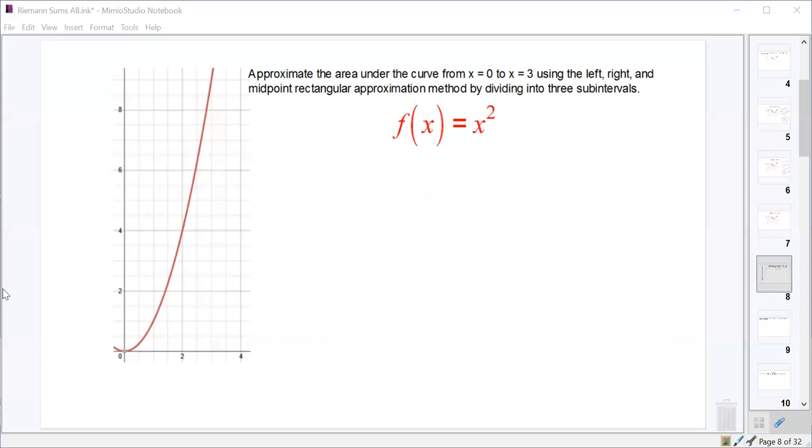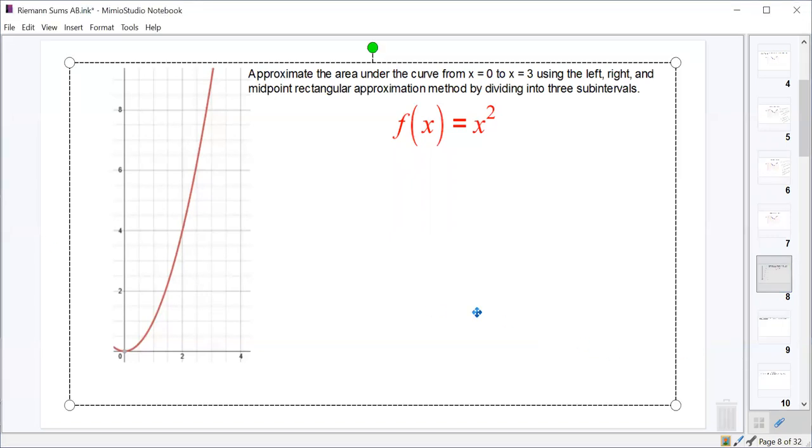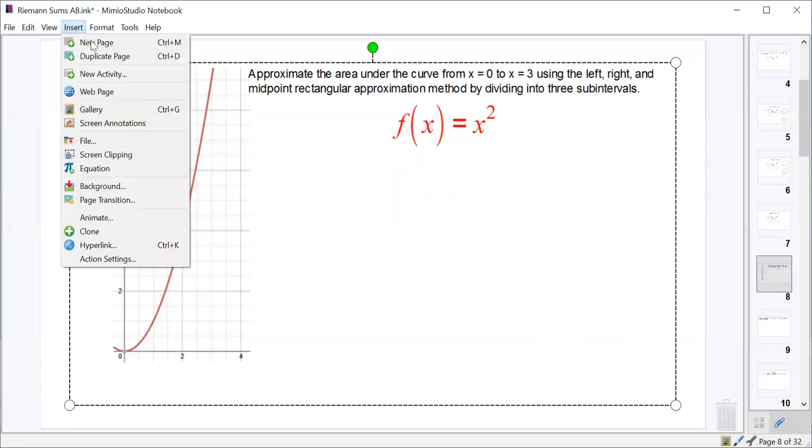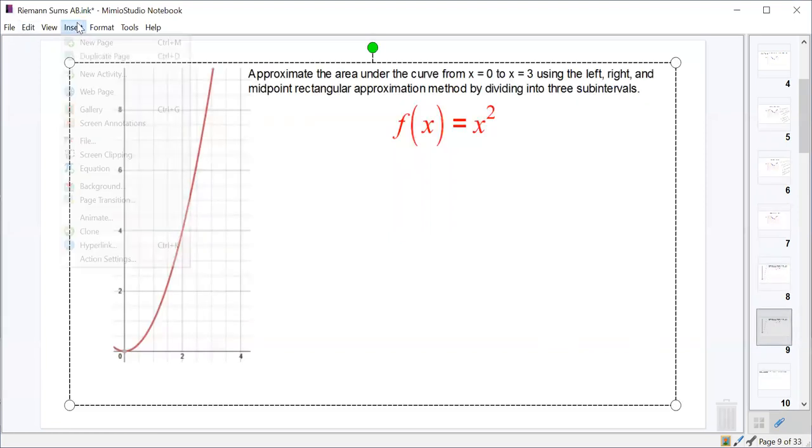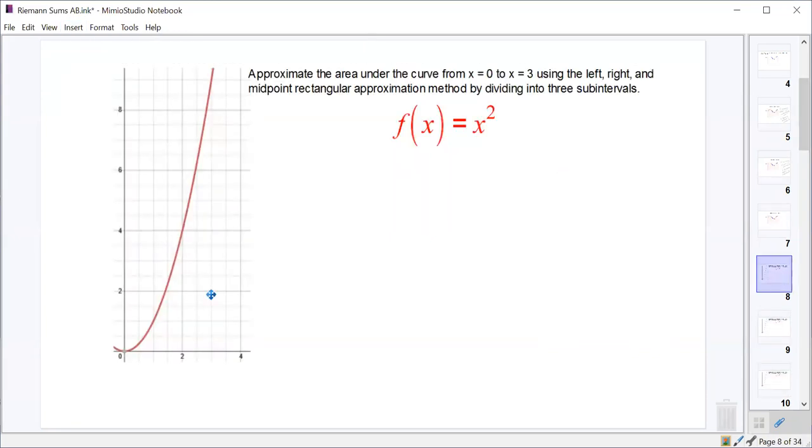So if we start with the left, what I'm going to do is put a couple more of these in here so I can do each one separately on the graph. If I do the left rectangular approximation method first, my interval is from 0 to 3. I should start at 0. If I need 3 subintervals, then those subintervals will be 0 to 1, 1 to 2, and 2 to 3. Everybody agree with that?